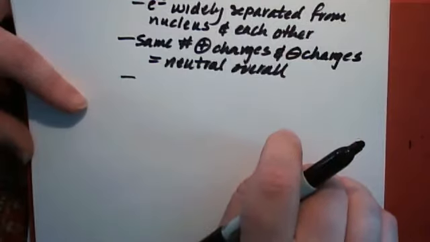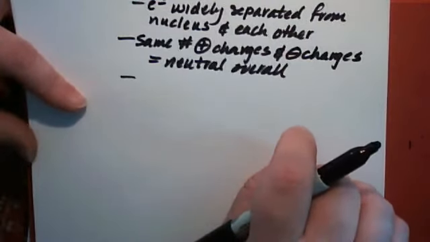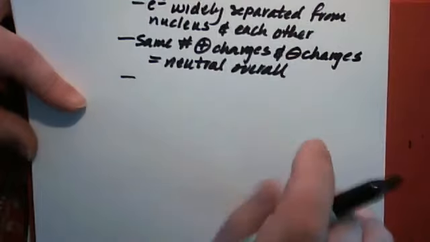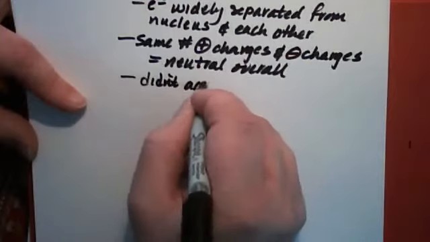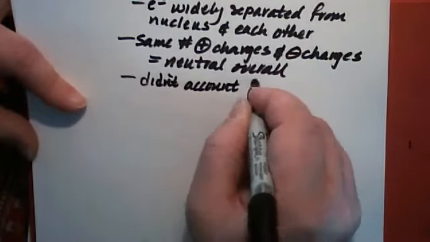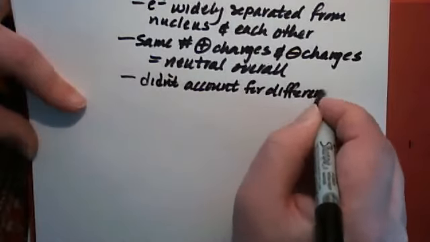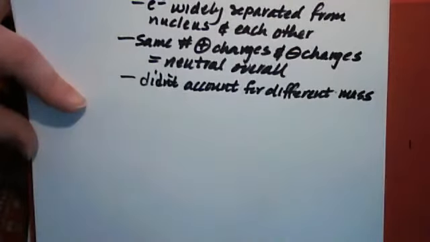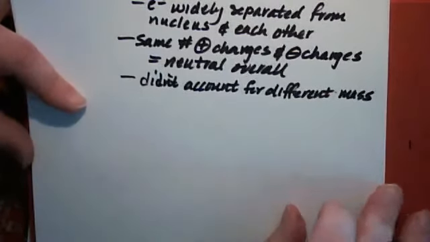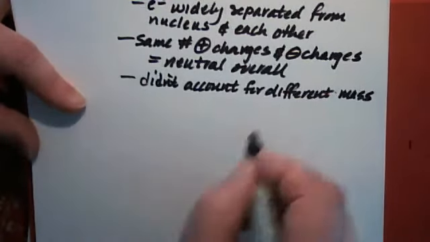We're getting much closer to what it's really like, or at least according to our current understanding, than was the case before. But one thing it didn't account for was the fact that it is possible, and it was known by this time, that some atoms of the same element could have different masses.